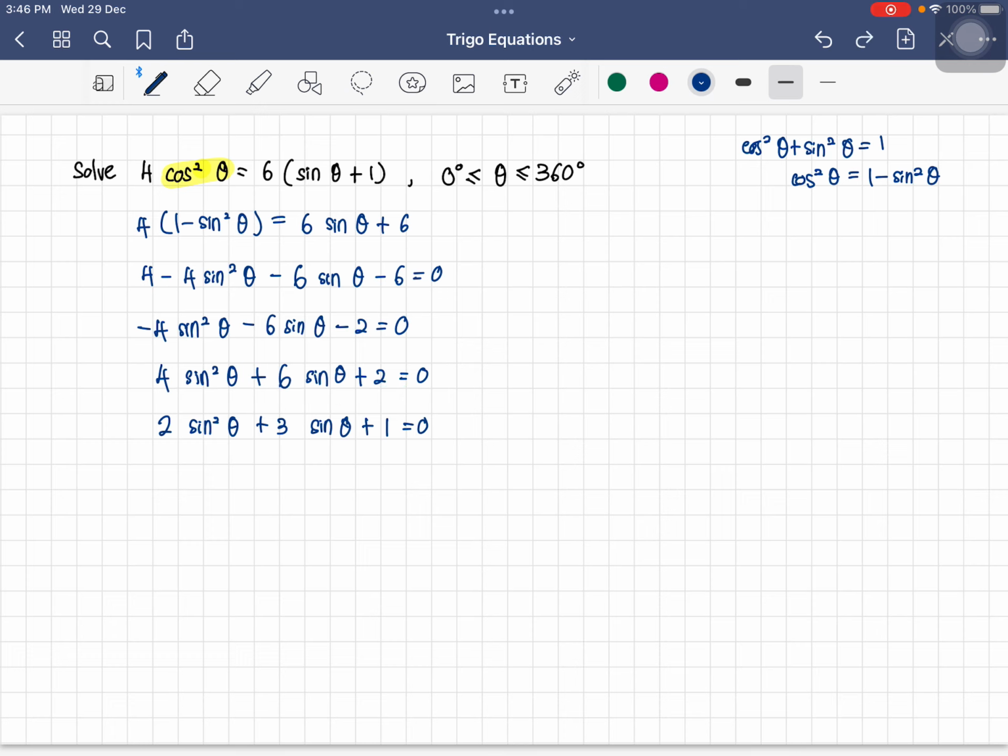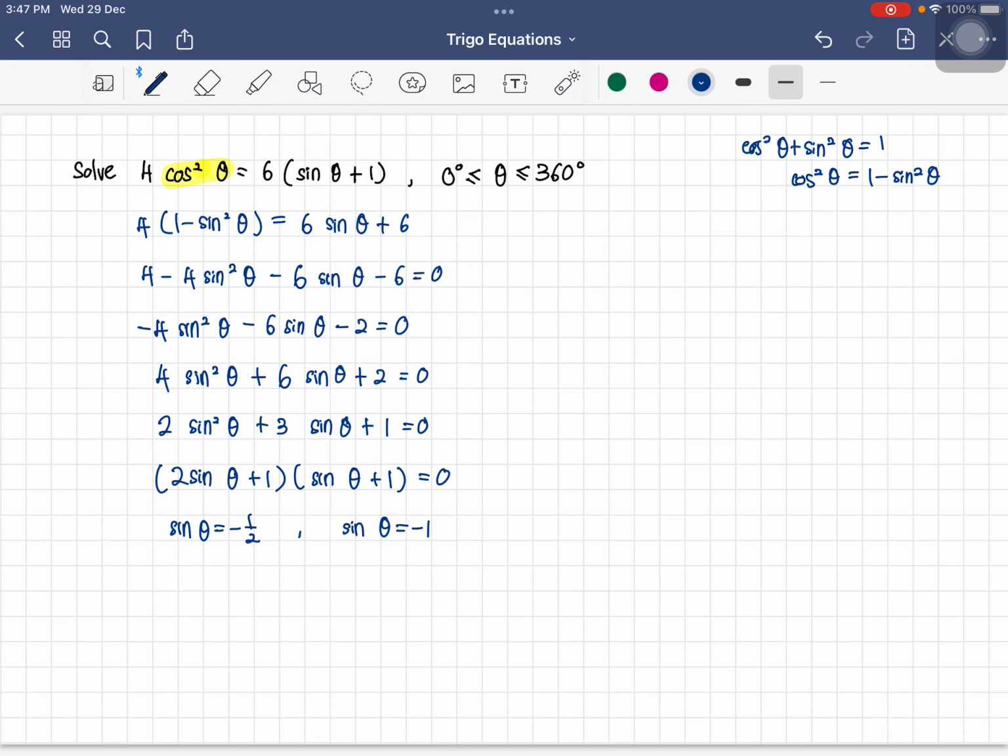All right. Now, you just need to press your calculator to factorize this one. So the first one will be 2 sine theta plus 1, and another one will be sine theta plus 1, equal to 0. All right. So what will happen? I'll get sine theta equal to negative half, and this one is sine theta equal to negative 1.